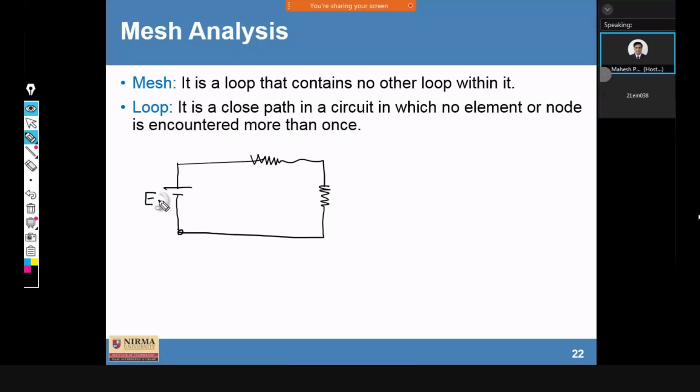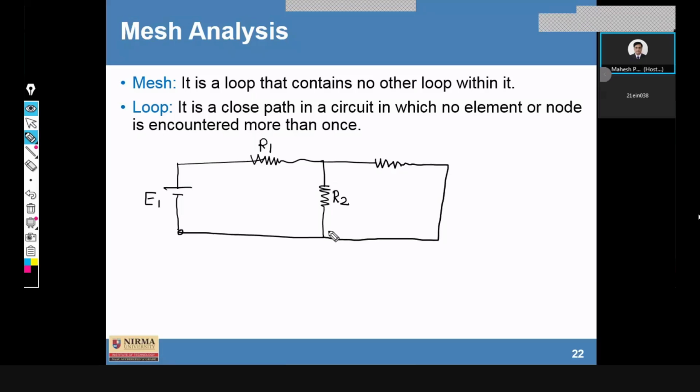So here if we write E1, we can write R1, we can write R2, and suppose if we have one more resistor here and here, so there are two different paths of current that is flowing. Fine. So if the current I1 is flowing from here, then another current will flow from here and another current will flow from here. Fine. So in this case, suppose if I give the name ABCD, then here we can identify the number of loops and we can identify the number of meshes.